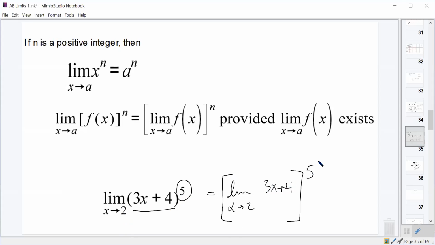But there will be some really good reasons why we want to be able to pull this power outside of the entire limit. So this is another rule that you're going to for sure want to know and remember and recognize. Everyone good there or no? Yep. Perfect.